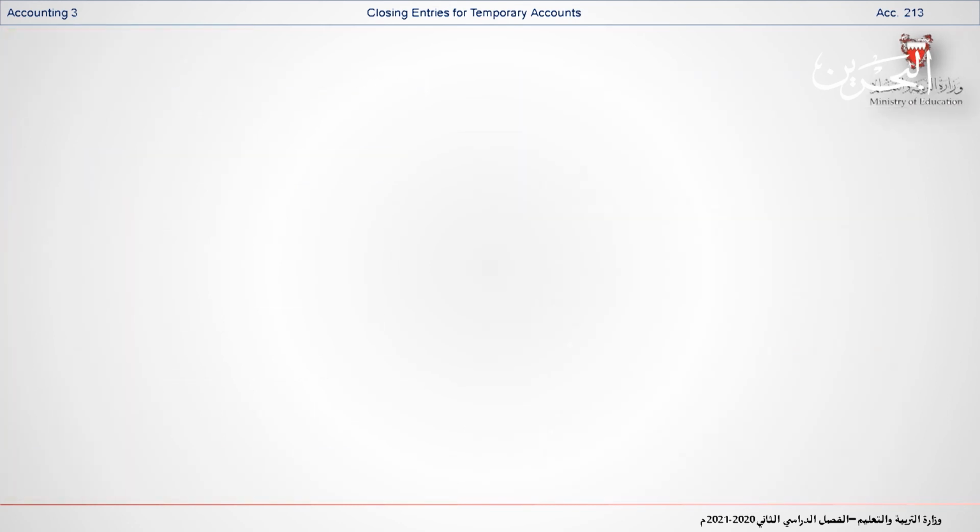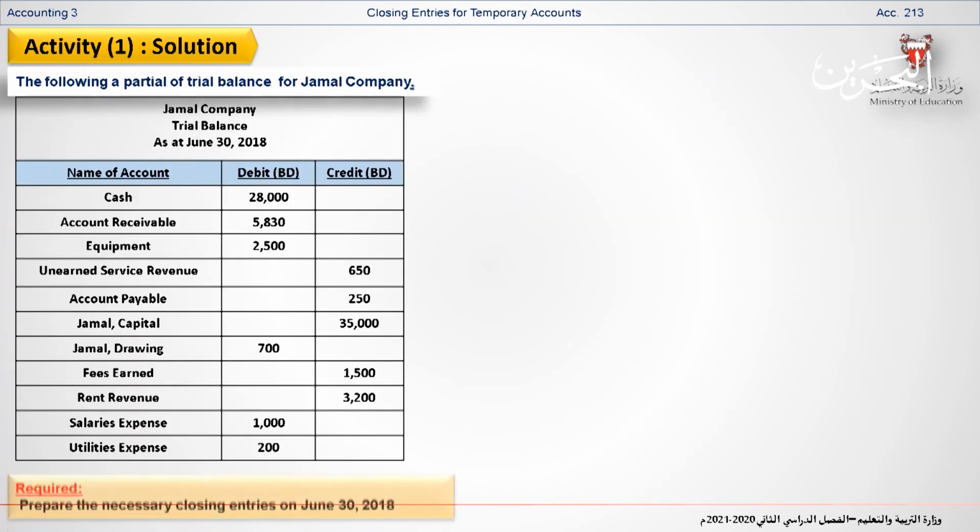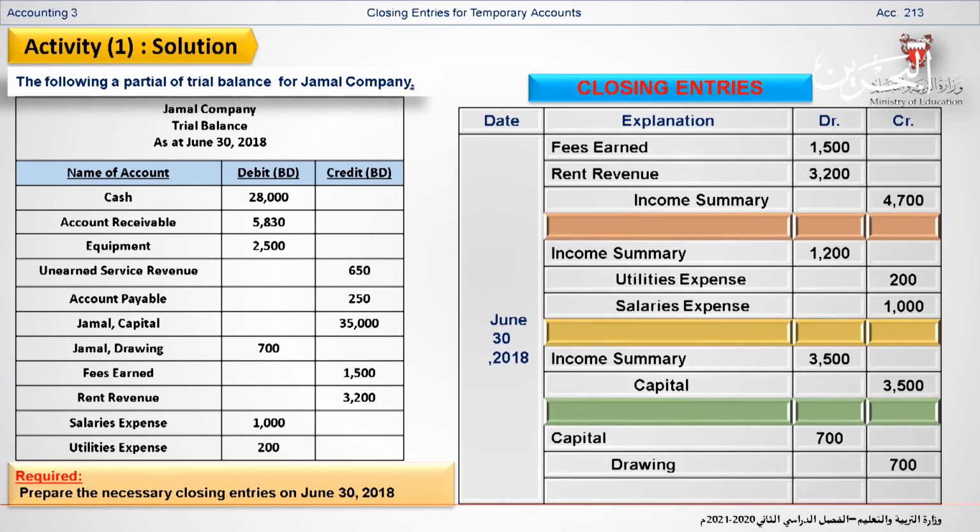The first step, you have to close revenues accounts, which are fees earned of 1,500 BD and rent revenue of 3,200 BD. You have to prepare one journal entry that debits fees earned and rent revenue accounts one by one and credits income summary for the total revenues of 4,700 BD. The second step is to close expense accounts.